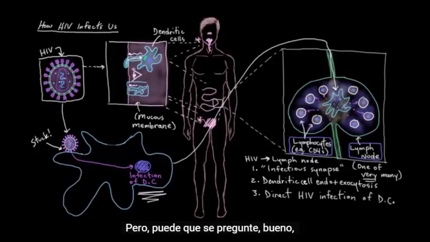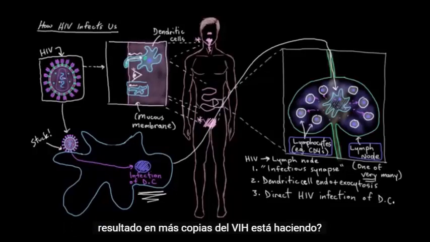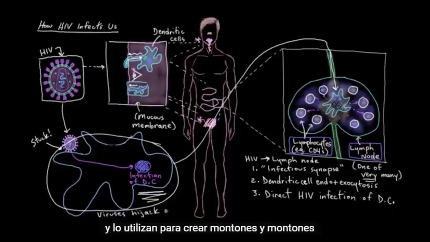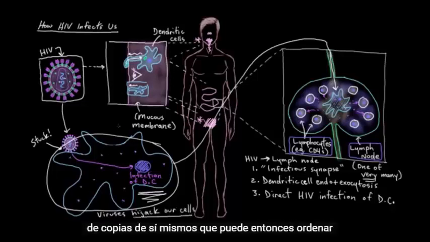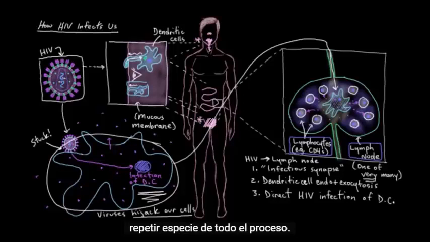But you might be wondering, well, how does infection of an immune cell by HIV result in more copies of HIV being made? And that's a great question, and that's actually the standard way that viruses work. They sort of hijack our cellular machinery, and they use it to create lots and lots of copies of themselves that can then leave the infected cell and go on to infect more of our other cells, to repeat the whole process.